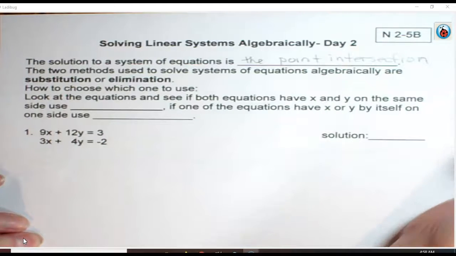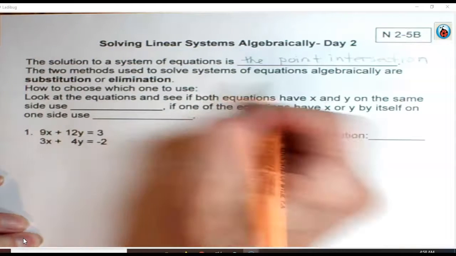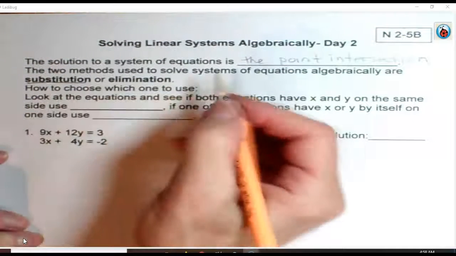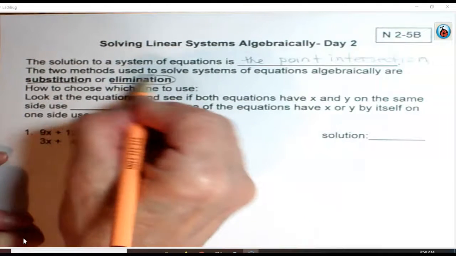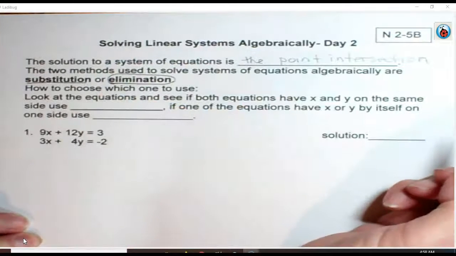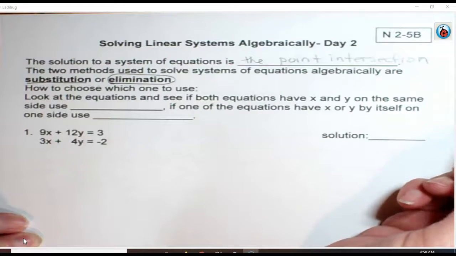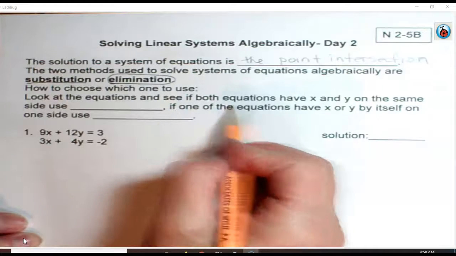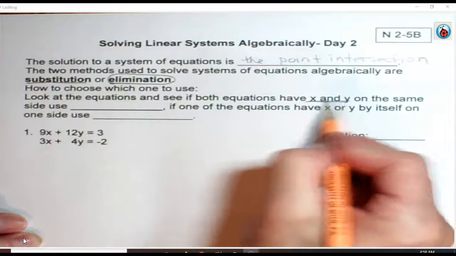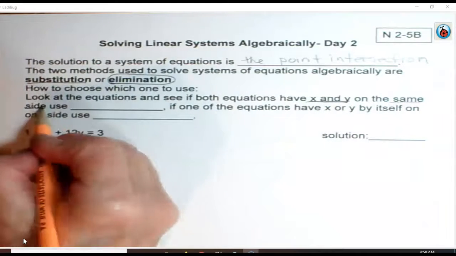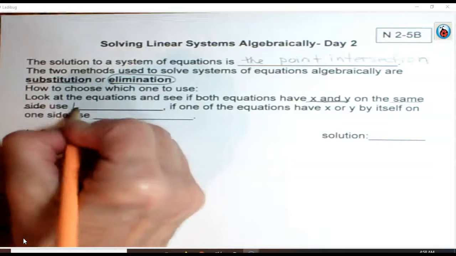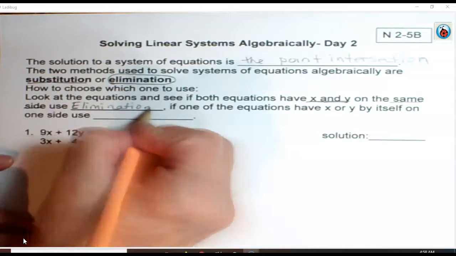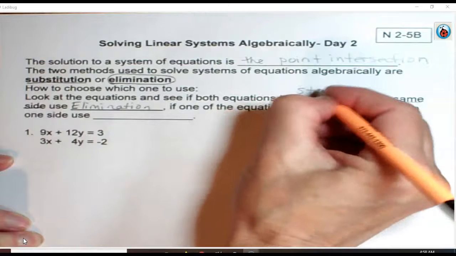Okay, so two methods used to solve systems of equations algebraically. Substitution, we did that last week, and now we're practicing elimination. We did that yesterday. Okay, how do you choose which one to use? Well, look at the equations and see if both equations have x and y on the same side. If that's the case, you want to use elimination.